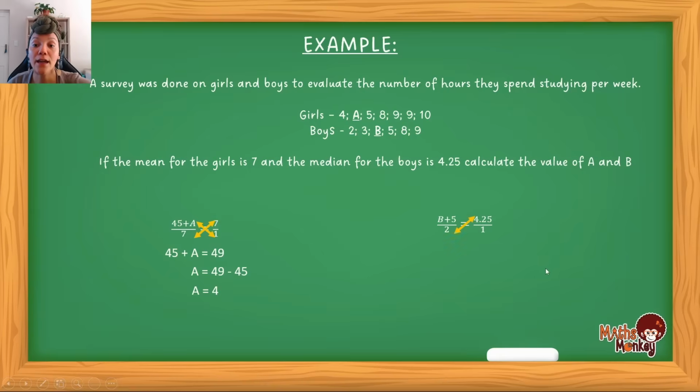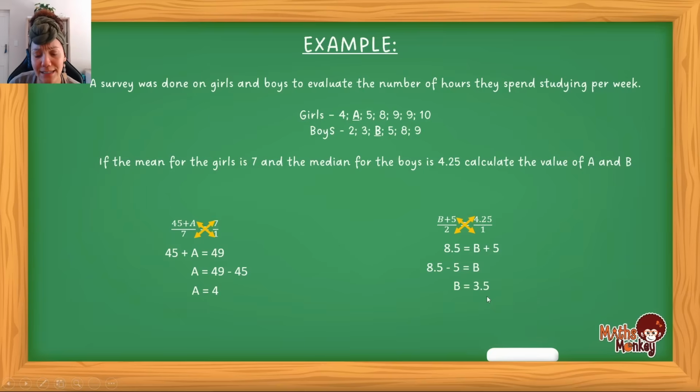So I'm going to say 2 times 4.25 and I'll go B plus 5 times 1. That then gives me 2 times 4.25 is equal to 8.5, which is equal to B plus 5 multiplied by 1, equals B plus 5. So then I take this 5 and remember I move it over because I want the B alone. So then that answer is 3.5.